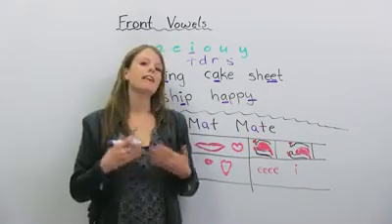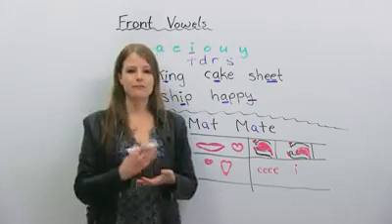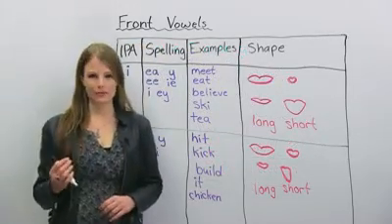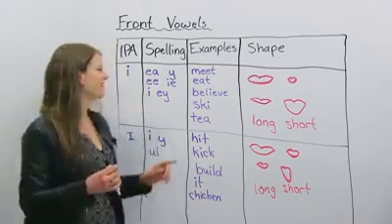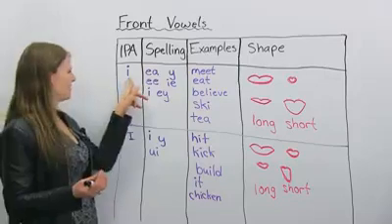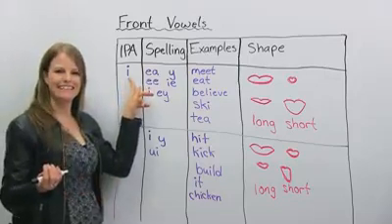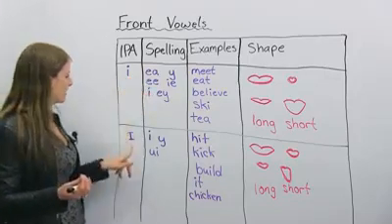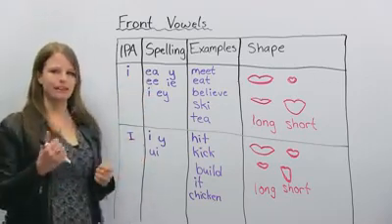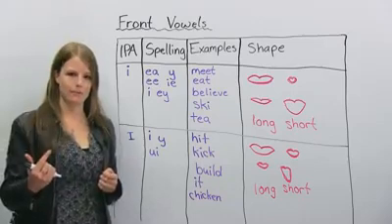Okay, so now let's learn about the 5 different front vowel pronunciations. The very first sound we're going to make today is the E sound. So you might be wondering, why is this an I if it's an E sound? Well, I have here different characters from the IPA, which stands for International Phonetic Alphabet.